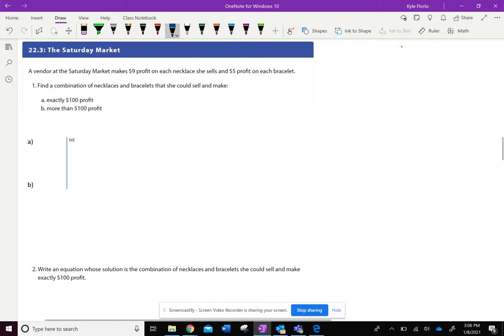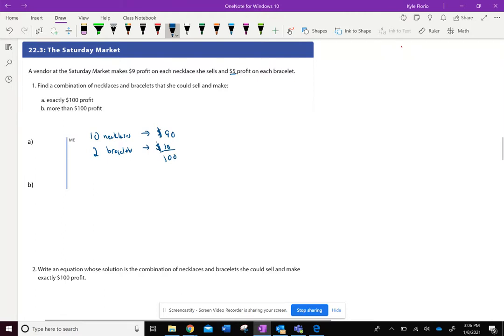If I make 10 necklaces, that would be at $9. That'd make me $90. So then I'd have $10 left to make. So I can make, let's say 2 then, right? 2 bracelets. That would be at $5 a piece. That would be $10, and that would give me the $100.